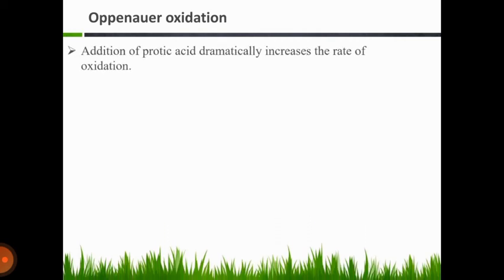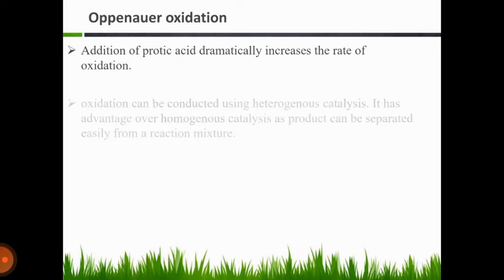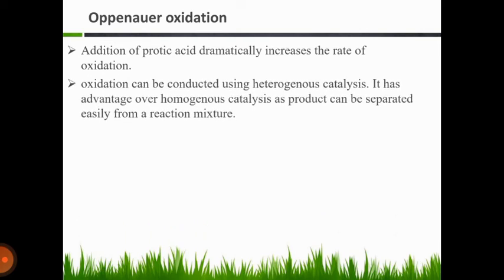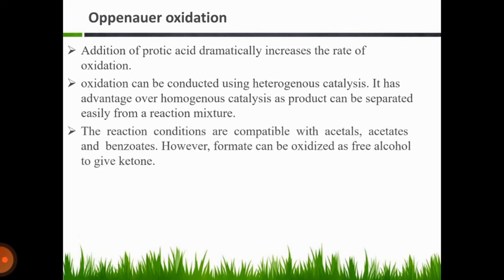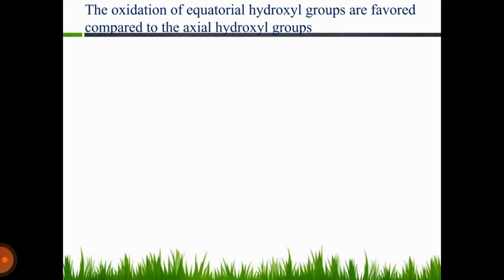Addition of protic acid dramatically increases the rate of the oxidation. Oxidation can be conducted using heterogeneous catalysis. It has an advantage over homogeneous catalysis as the product can be separated easily from the reaction mixture. If you talk about an organic reaction, it's not only about getting more yield. What is also important is that you can separate the products which are getting formed. The reaction conditions are compatible with acetals, acetates and benzoates. However, formate can be oxidized as a free alcohol to give ketone.